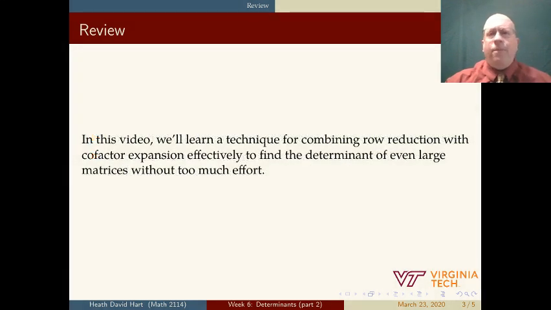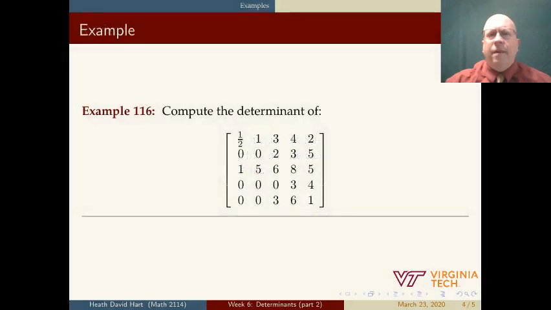In this video, we'll learn a technique for combining row reduction with cofactor expansion so that we can find the determinant of even large matrices without too much effort. This is example 116. We would like to compute the determinant of this large 5 by 5 matrix. There are some zeros, but I don't see a good way of doing this just using cofactor expansion. So we're going to try to row reduce this matrix.